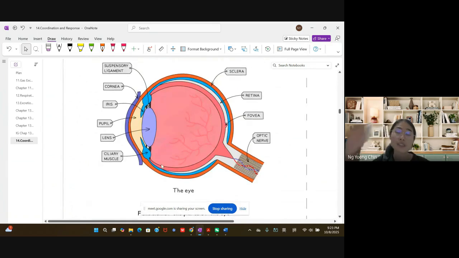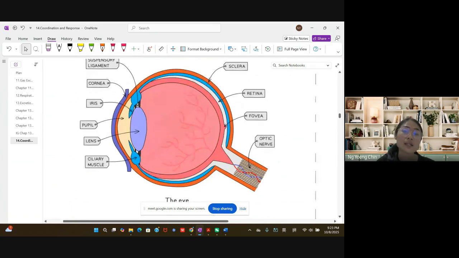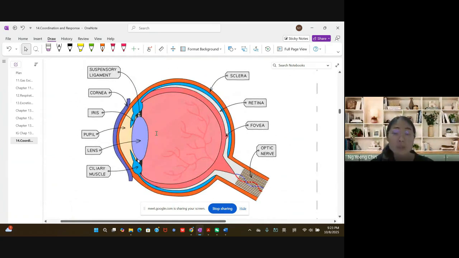but for this part, IGCSE exams very rarely ask about the eyes, but you should know also. You should know about the structure of the eyes itself. Actually, the eyes comprise three layers, from the outermost layer, which is the sclera, and then the retina. And then on the front part there will be the pupil, and then the lens.